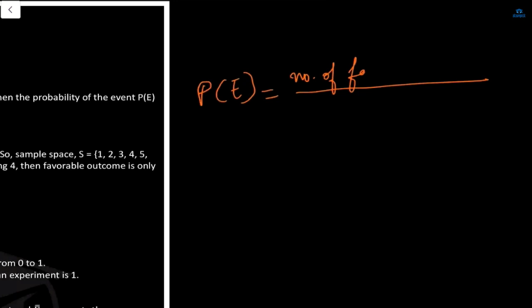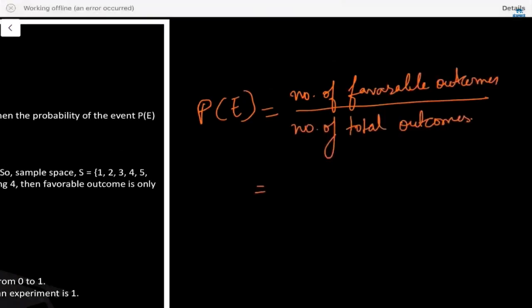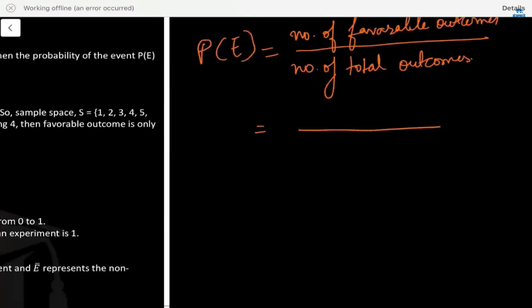Now what is this favorable outcome? Favorable outcomes, for example, if you are throwing a dice and getting an even number. So what are the favorable outcomes here? Even numbers, 3 favorable outcomes are here. So if you write the favorable outcomes, you will get the even numbers 2, 4, 6.